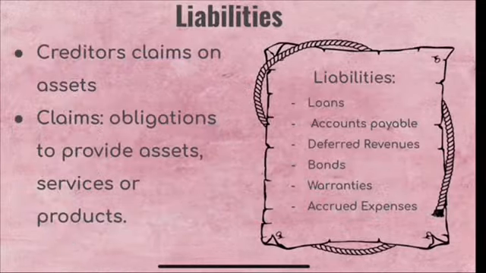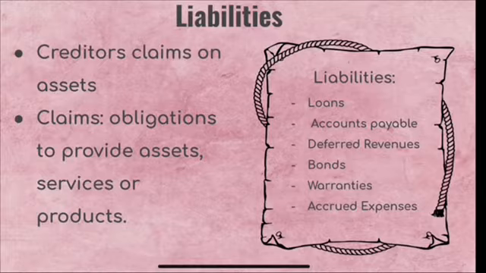A liability is something a person or company owes, usually a sum of money. Recorded on the right side of the balance sheet, liabilities include loans, accounts payable, mortgages, deferred revenues, bonds, warranties, and accrued expenses. A payable is a liability that promises a future outflow of resources. Examples are wages payable to workers, accounts payable to suppliers, notes payable to banks, and taxes payable.